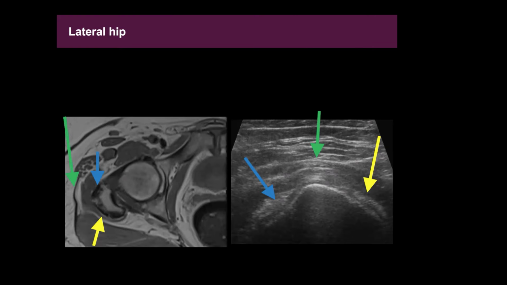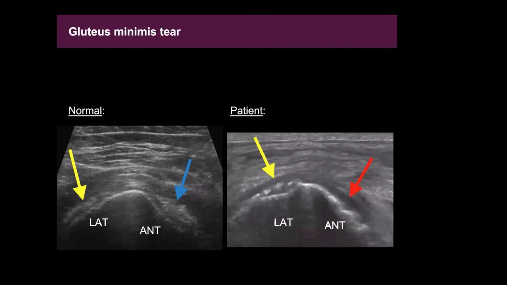And you can see how I'm just trying to show images that correlate with each other, the MRI on the left-hand side and the ultrasound on the right-hand side. So we could diagnose things like gluteus minimus tendon tears. The normal image is on the left-hand side of the image. I've labeled the anterior facet and the lateral facet of the greater trochanter, and you could see normal hyperechoic tendons inserting into the anterior and the lateral facets respectively. The blue arrow points to the gluteus minimus, and the yellow arrow points to the normal gluteus medius.